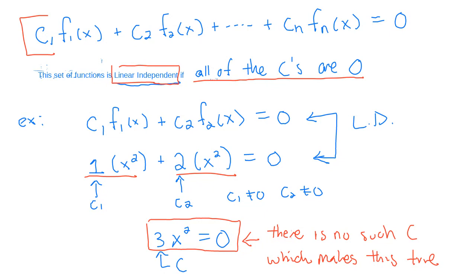So it's linear dependent. It's not only linear dependent because one function is a multiple of another, but it's also linear dependent because we can't find a c that will make this equation true, where both the left-hand side and the right-hand side are 0. So this is linear dependent. Now we are going to do linear independent.